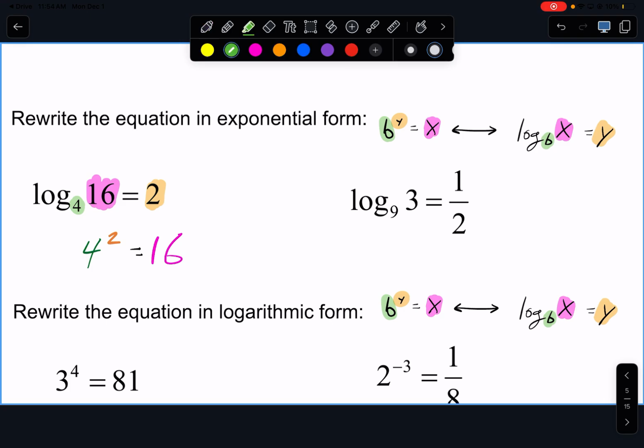All right, the next one. My base in this case is 9. My x is 3. My y is 1/2. So then the 9 becomes my big base. The 1/2 becomes my exponent. And then the 3 becomes my solution.